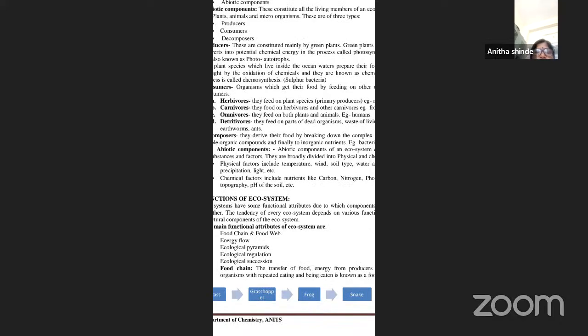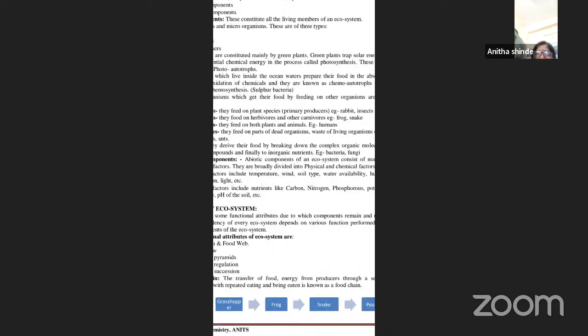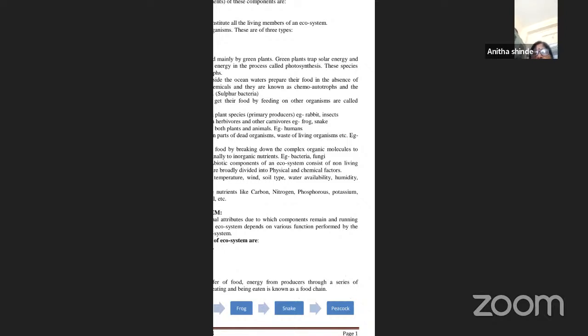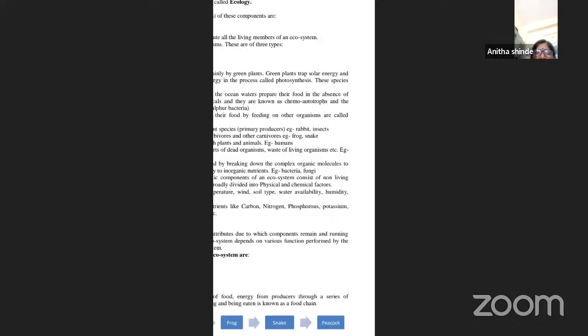For example, see here you have grass. Now grass is actually eaten by what? Grasshopper. Grasshopper in turn is eaten by a frog. Frog is eaten by a snake, and lastly the snake is eaten by a peacock. So like this, the cycle will go on. What is happening here? You are transferring the food and at the same time energy, from the producers through a series of organisms with repeated eating as well as being eaten. You call it a food chain.